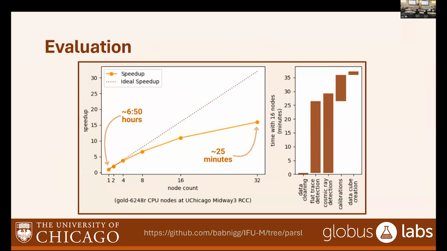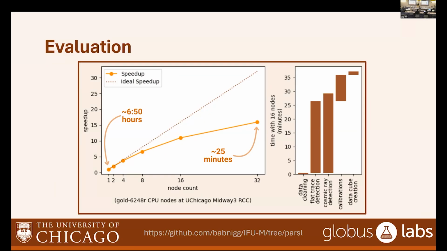So now to get into the evaluation, I was able to run this pipeline on Midway at UChicago on CPU nodes. With just one node, it was around 6 or 7 hours actually, and with 32 nodes, it got down to about 25 minutes. So a big increase in speed.